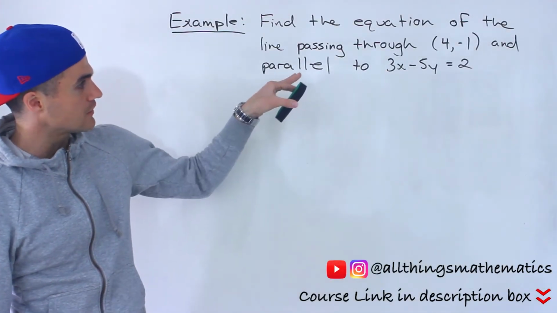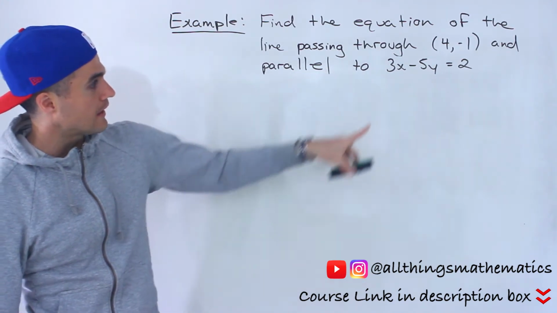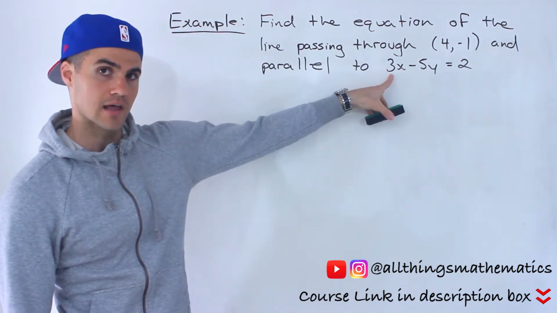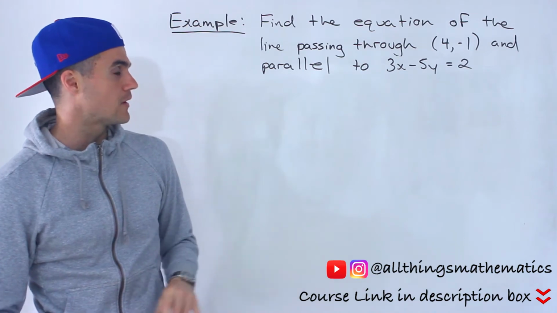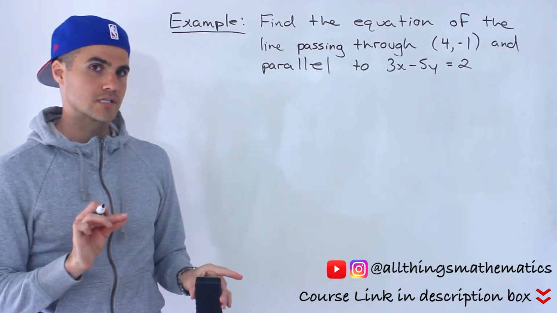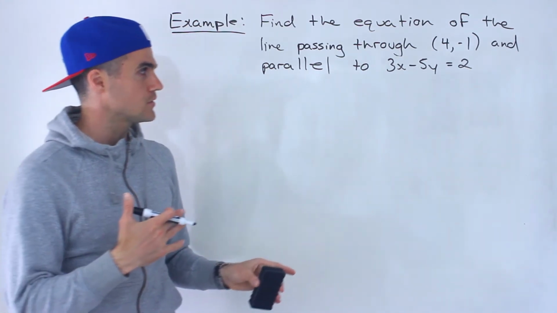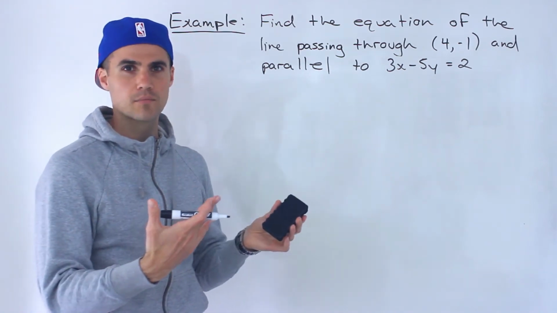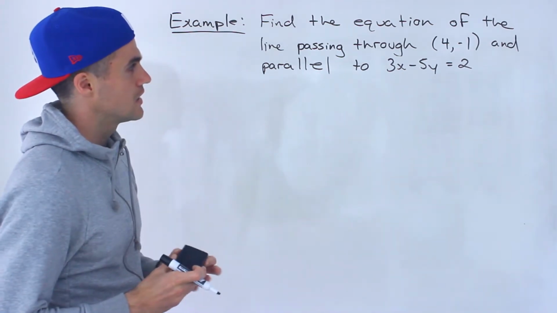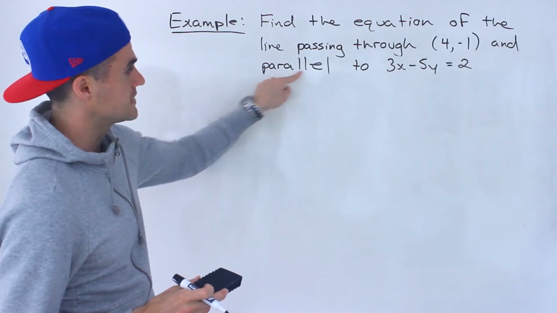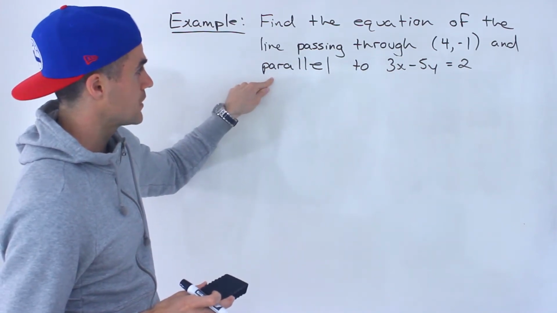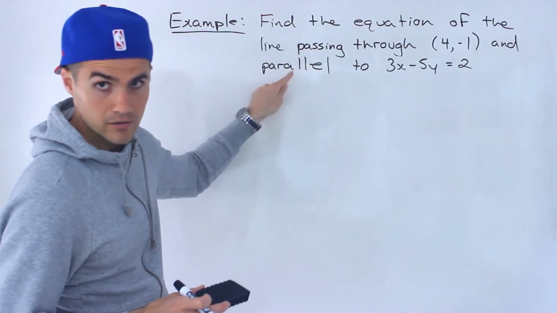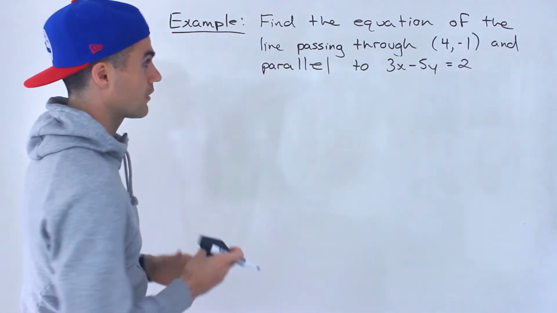So we've got to find the equation of the line passing through (4, -1) and parallel to this line, 3x minus 5y equals 2. Now, I'm going to show this in two different ways. The first way is the regular way that I've been doing in most of the videos, but then I'll show you another way when we're finding a line that's parallel to another line, specifically parallel.